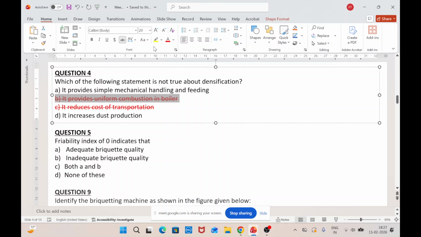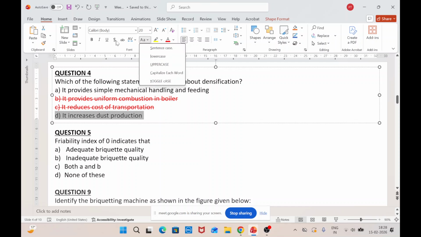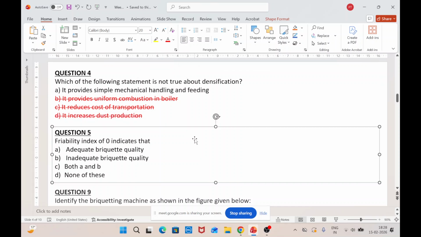I did say that briquette usually has two particular disadvantages. One thing is it generates a lot of CO2 content, and it also generates a lot of smoke. Second thing is the briquettes cannot be stored in moist conditions. So it does increase dust production. This is also true. So is the first option correct? It provides simple mechanical handling and feeding is not true about densification.